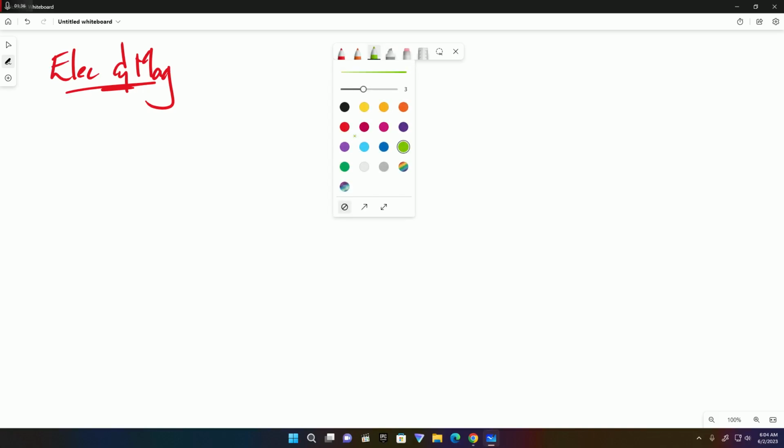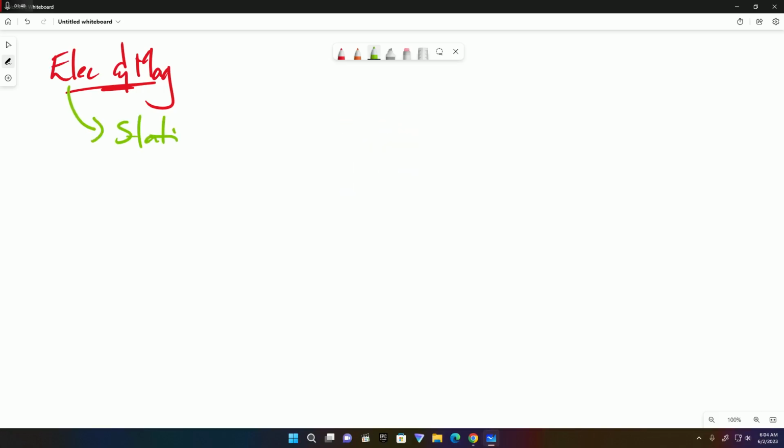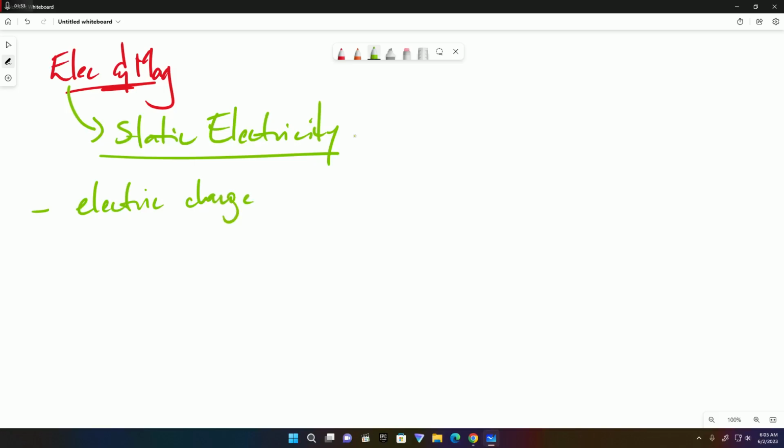And this leads us to the first type of electricity, static, S-T-A-T-I-C, static electricity. Static electricity is basically electric charge, C-H-A-R-G-E, at rest.